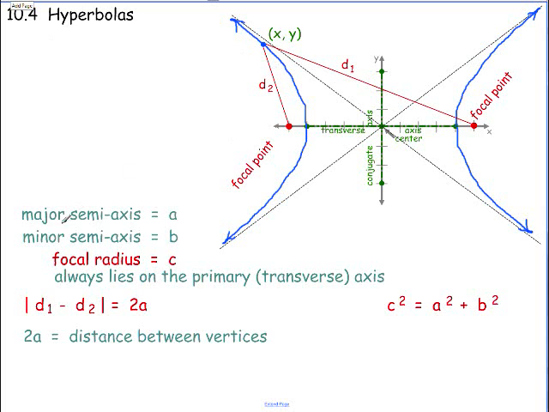Okay, the major semi-axis is the distance A. The minor semi-axis is the distance B. Now, I don't think I should have said major. I think I should have said transverse.